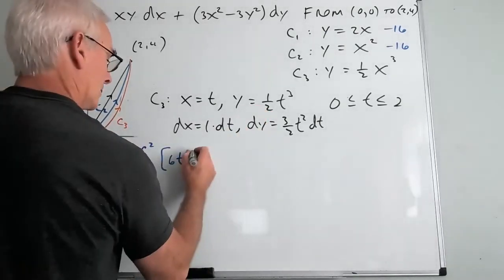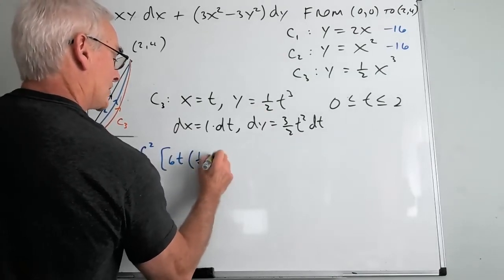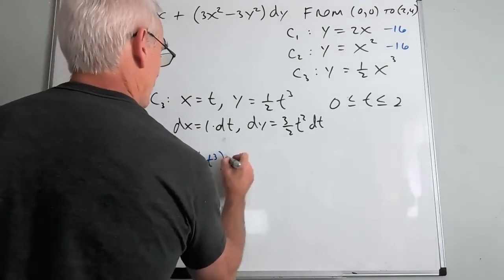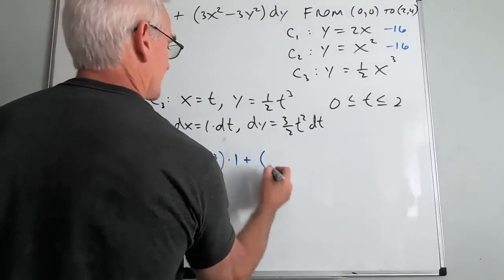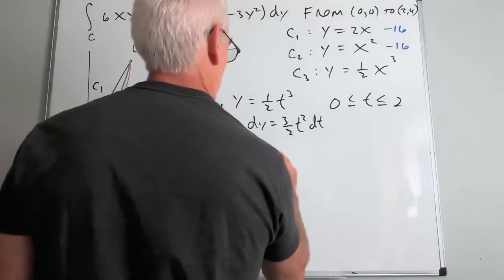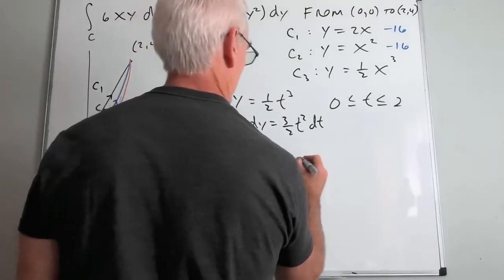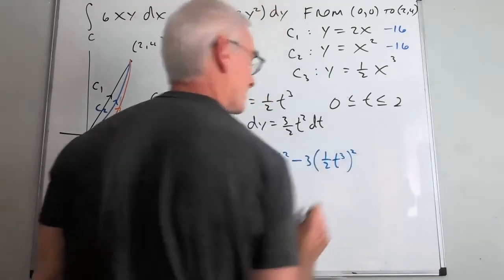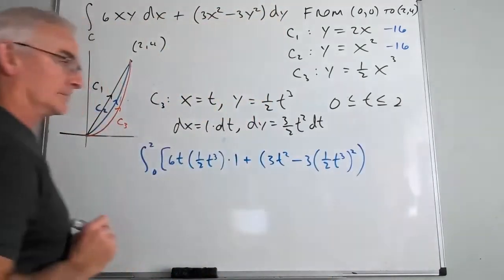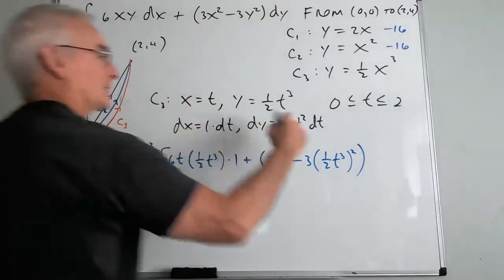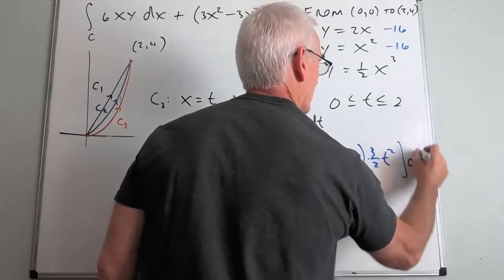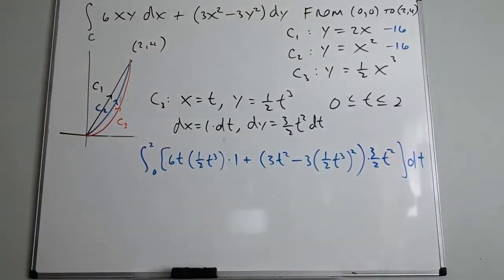So going up to here, my integral from 0 to 2, which will look different than the first two, 6t times 1/2 t cubed times 1 dt plus 3t squared minus 3 times 1/2 t cubed squared, and then times 3/2 t squared, all dt. So this one's a little bit busier than the first couple.